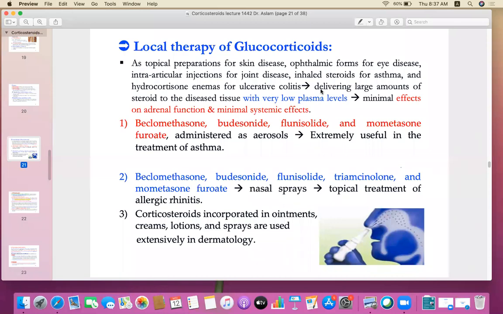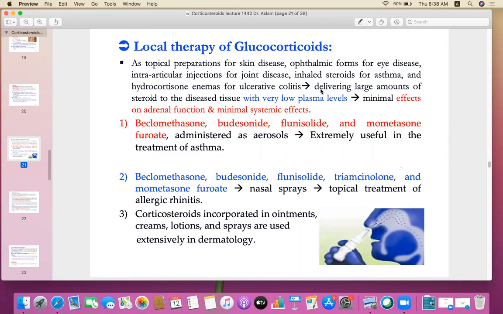And what is the benefit? If we give the local therapy to the skin by ointment, cream, lotion, and sprays, or to the respiratory tract via aerosols, what is the benefit? It will reduce the systemic side effects. It also delivers a large amount of steroid to only the target area, and it will reduce the effect on adrenal function and minimize the systemic adverse effects.